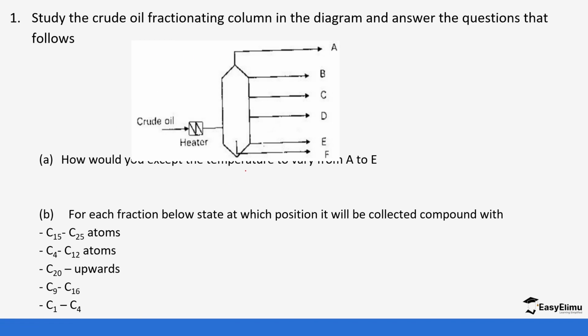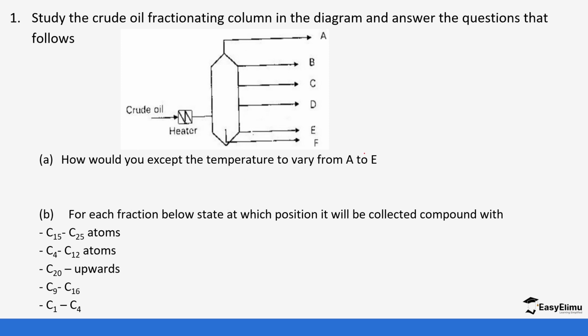And then study the crude oil fractionating column in the diagram and answer the questions that follow. How would you expect the temperatures to vary from A to E? So basically moving downwards, the temperatures are high, or we can say temperatures increase from A to E. We have not been told to explain why, but we know that the ones at E is where crude oil has been heated directly. That's why the temperatures are very high there. As you move up in the fractionating column, the temperatures decrease gradually, so that at A we have very low temperature. For each fraction below, state at which position it will be collected.